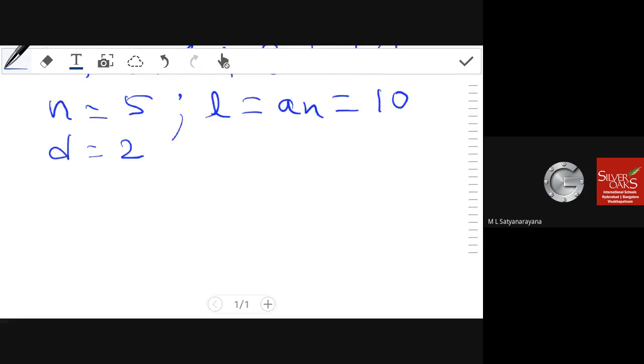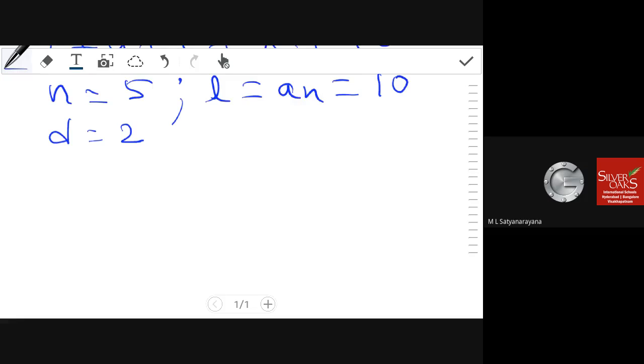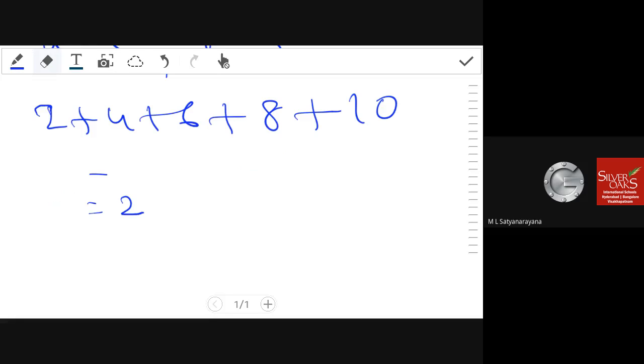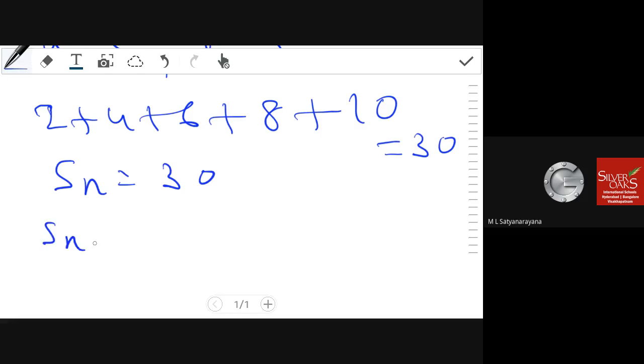Sn is the sum to n terms. If you take an example of this, you want to find the sum of all this. So let's see what it will be. 2 plus 4 is 6, 6 plus 6 is 12, 12 plus 8 is 20, 20 plus 10 is 30. We know that this is 30. This 30 is nothing but the sum to n terms, and we have the formula. One formula is very simple. It is n by 2 into a plus l. Very simple formula. Why am I using this? There is one more formula.